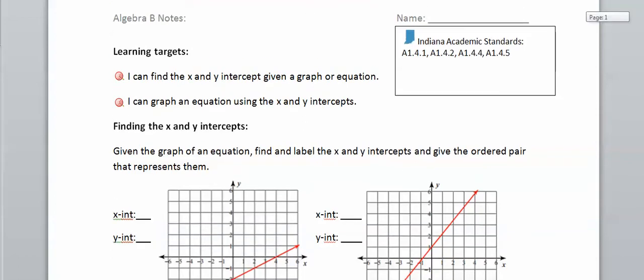Okay, so today's learning target is: I can find the x and y intercept given a graph or an equation, and I can graph an equation using the x and y intercepts.